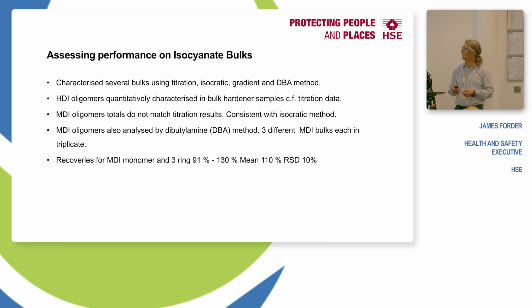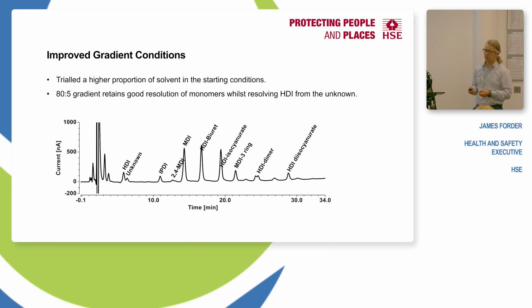By analysing bulk material isocyanates, bulk products that are in use, you can find by titration the total isocyanate in the sample, and then you can check whether your method is recovering all that isocyanate from the bulk. I.e., does everything add up? When you put all these peaks together, does it add up to the titration result?